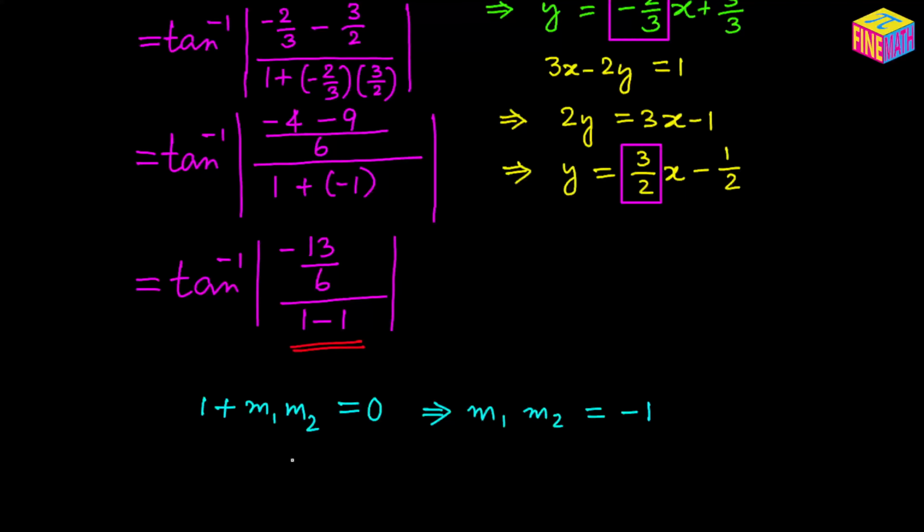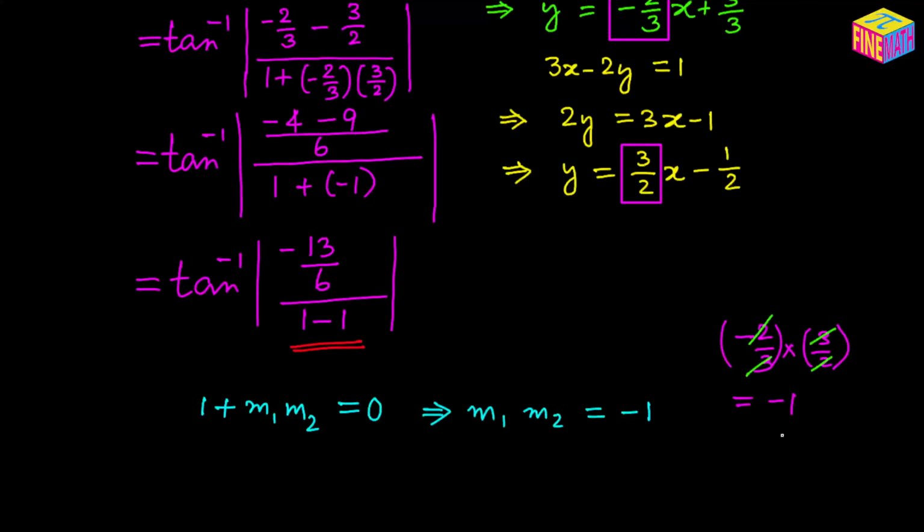And we can prove it like this also. So if you see here, our m1 times m2 is actually negative 2/3 times positive 3/2. And you can clearly see that this is equal to negative 1. Why? Because this 2 and 2, they will cancel each other, converting them to 1, and then the 3 and the 3, they will also cancel each other. So that will be equal to negative 1. So the product of the slopes of the two straight lines is equal to negative 1. That means they are perpendicular to each other.